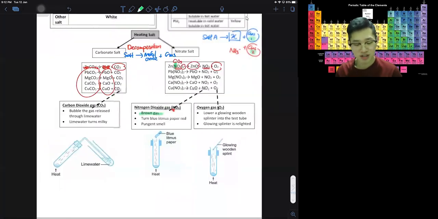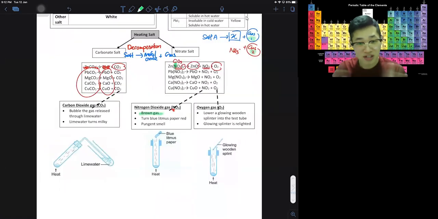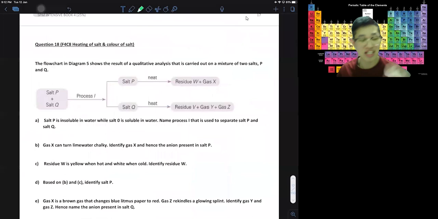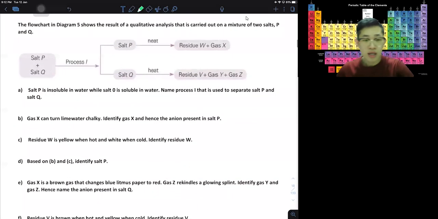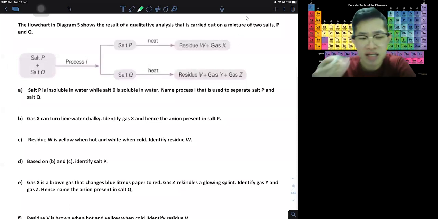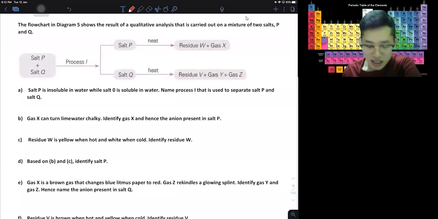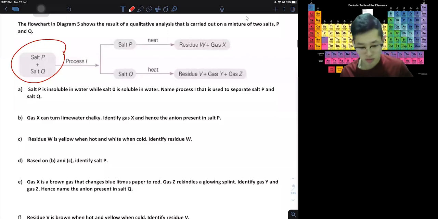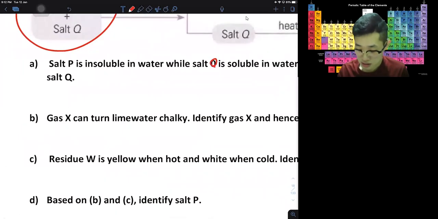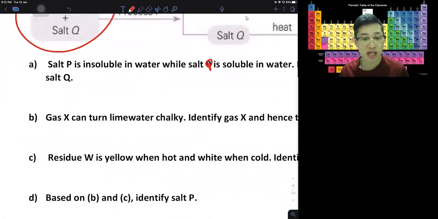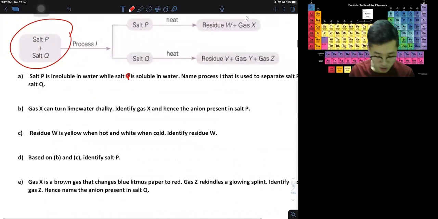Now, let's continue. We finished everything already. Continue with the question on the next page. Come, we go to the next page. In this page, I will give you 1 minute to solve this. There is a combination of salt P and Q. We change this one. Salt P and Q. And then the question is gas Y.